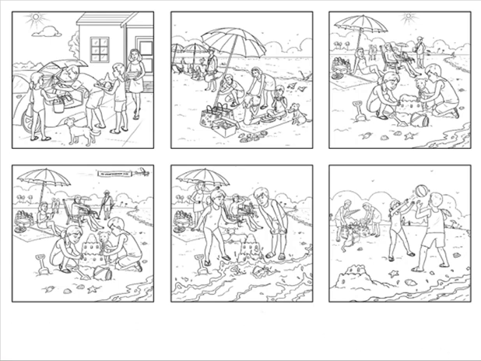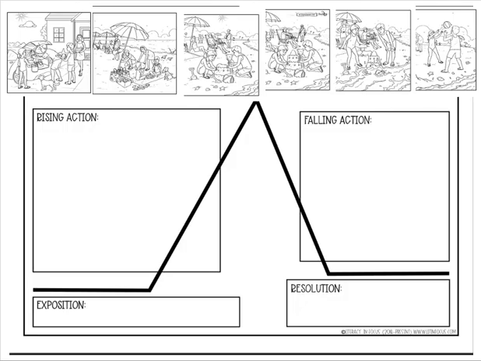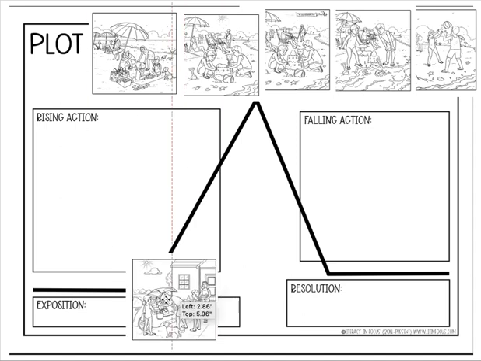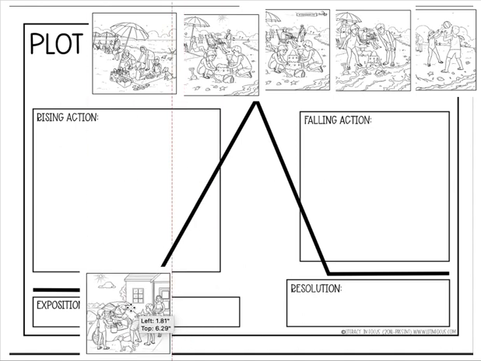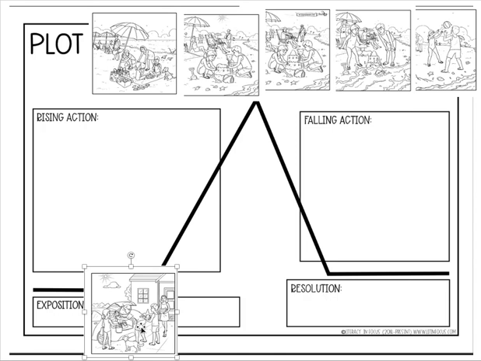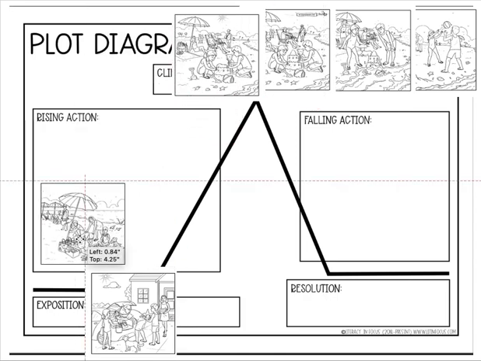We're going to try and put these together into our plot diagram. Here I see a family loading up their car with a lot of supplies for what looks like the beach, based on what they're wearing and holding. Here I see the family setting up on the beach and people eating.